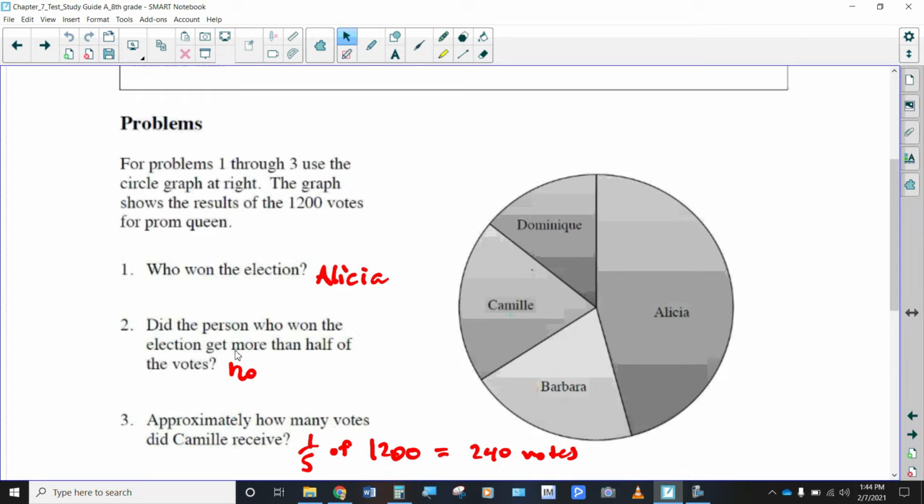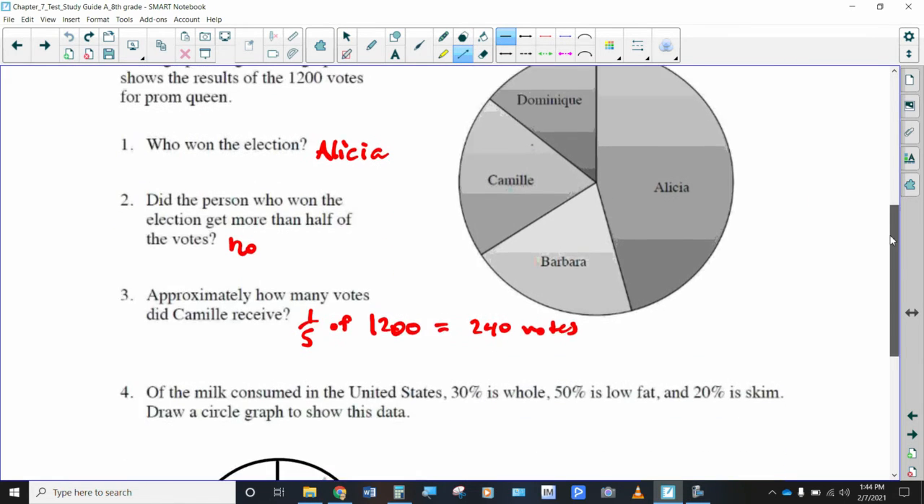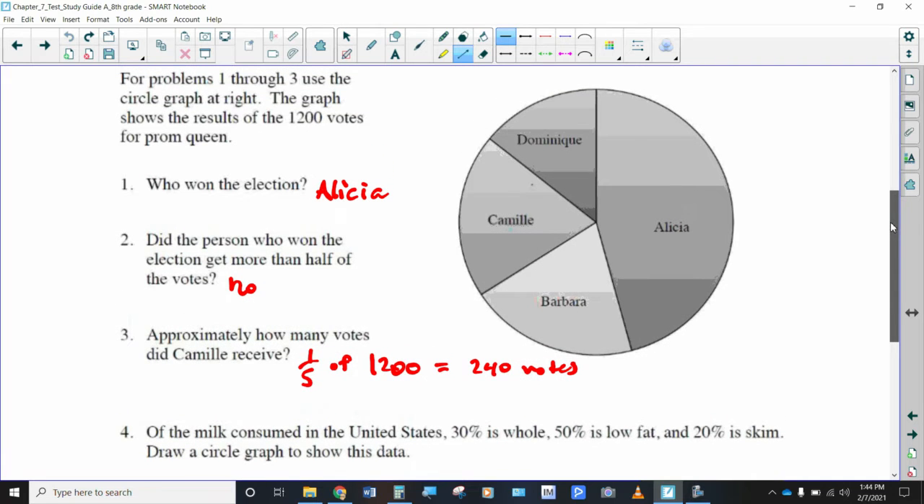Did the person who won the election get more than half the vote? I would say no, because if she got more than half the vote, let me draw a line there for the halfway point, the wedge would be beyond that point, and it's not, so no. And then it says, approximately how many votes did Camille receive?